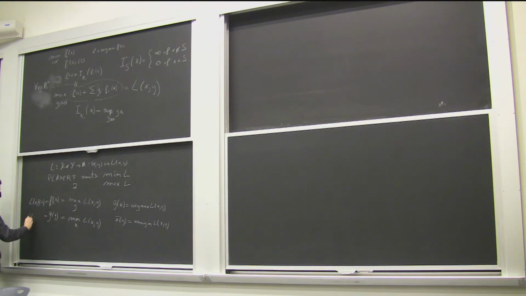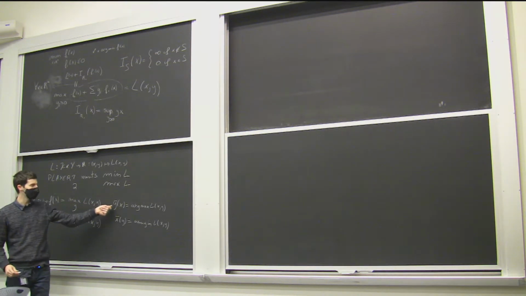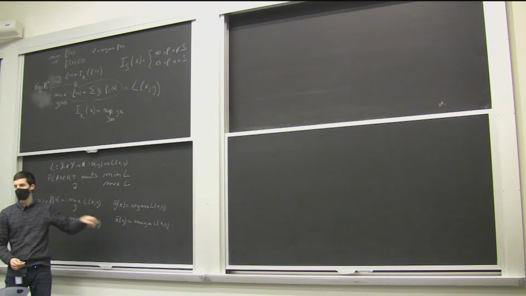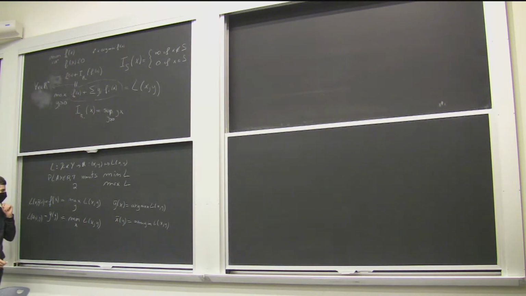It's a bit simpler. Okay? And so y bar is the optimal action of player 2 after he sees that player 1 plays X, and x bar is the optimal action of player 1 after he sees that player 2 plays Y. Now the question is: is it better to play first or to play second? What do you think?